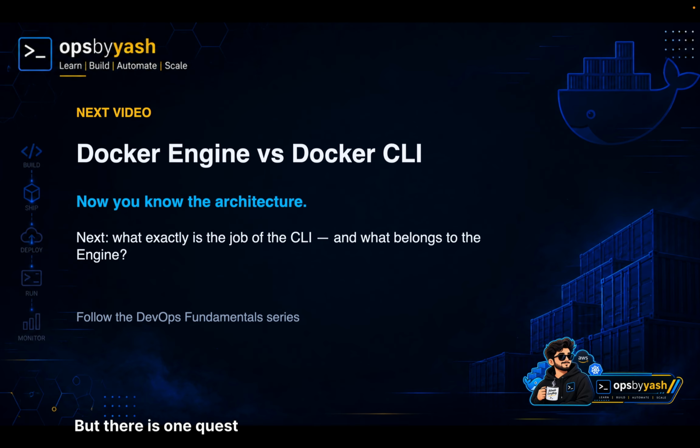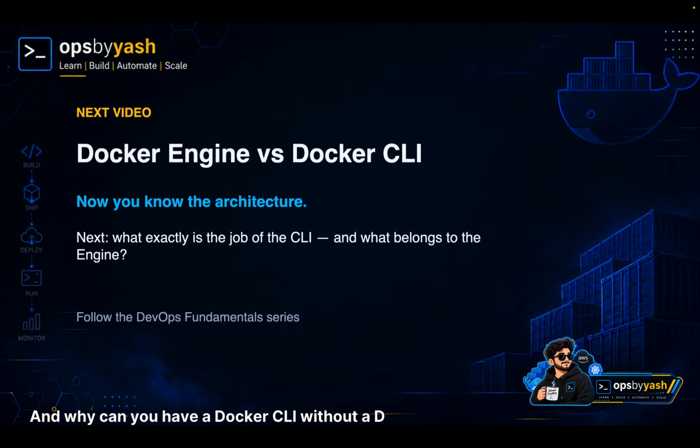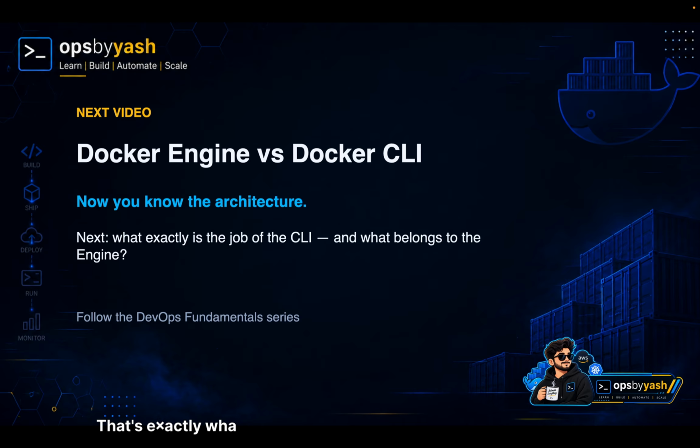But there is one question we haven't completely answered yet. We kept talking about the Docker CLI and the Docker engine. So what's actually the difference between them? What does the CLI do, what does the engine do, and why can you have a Docker CLI without a Docker daemon doing actual work? That's exactly what we will break down in the next video, Docker engine versus Docker CLI.